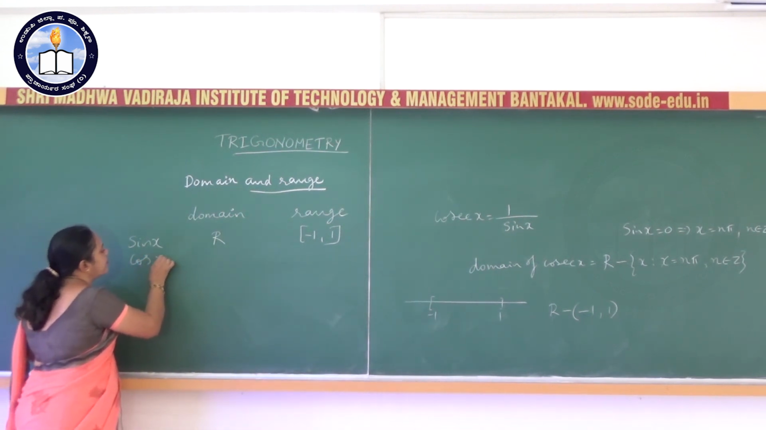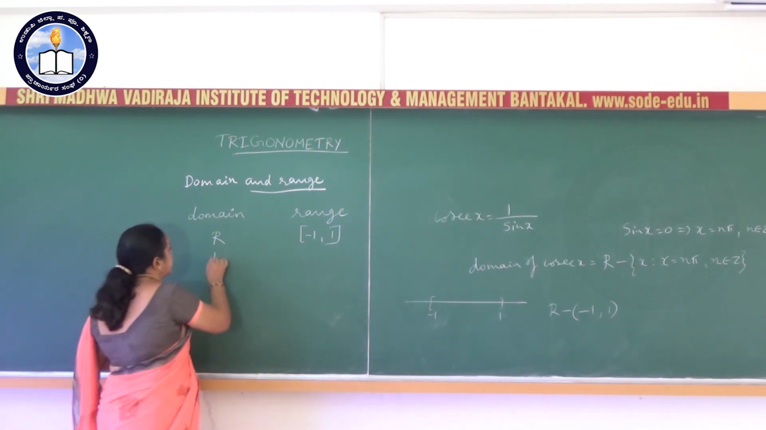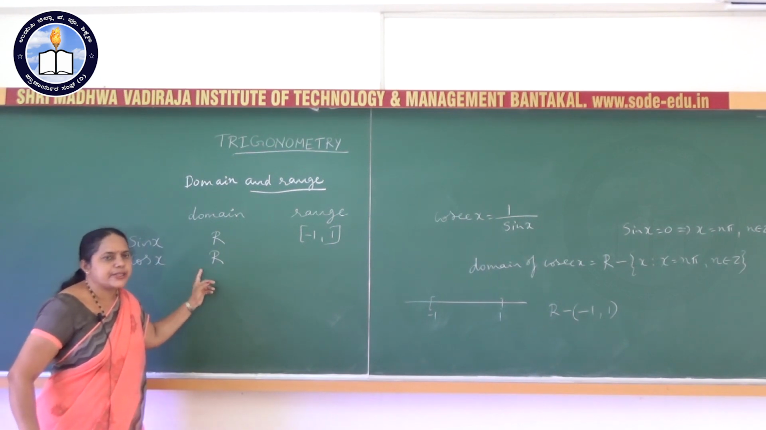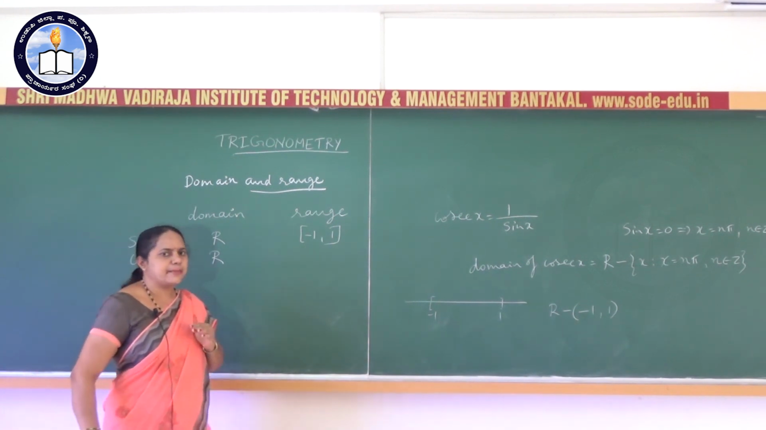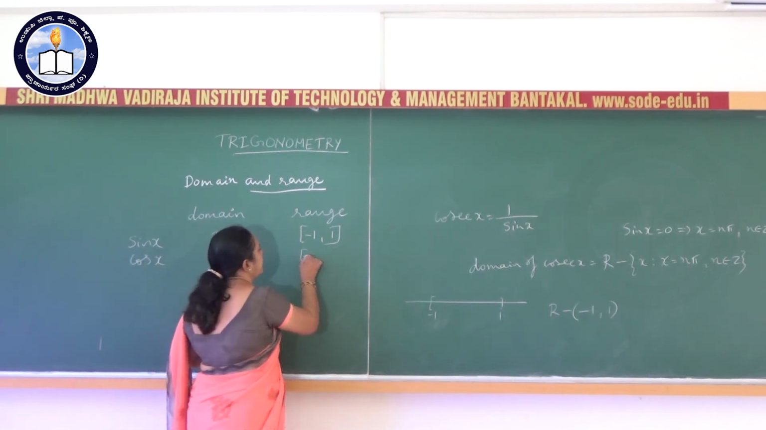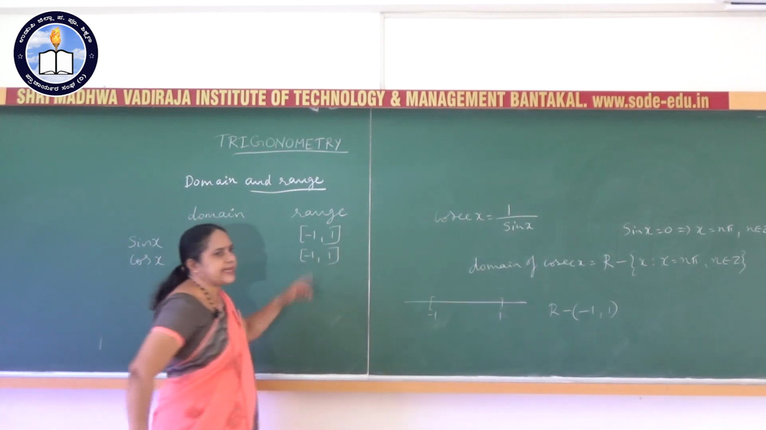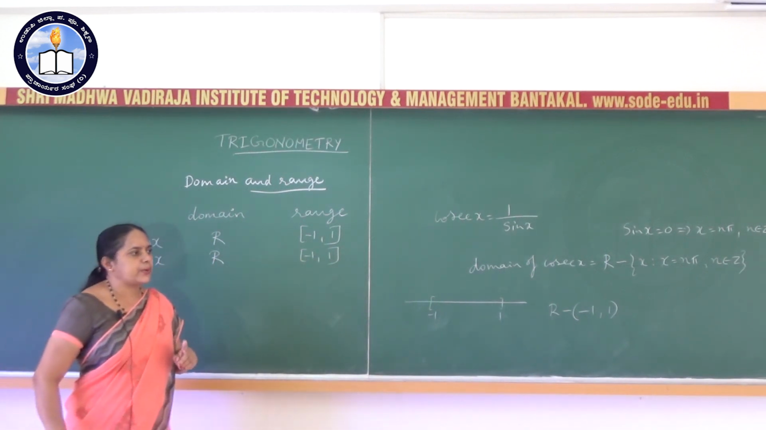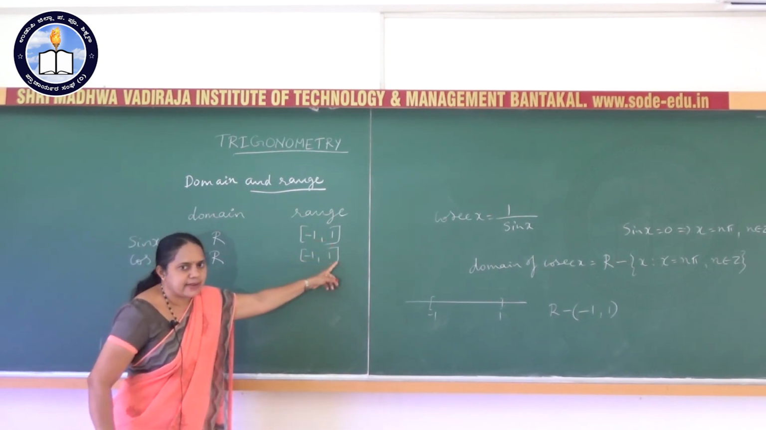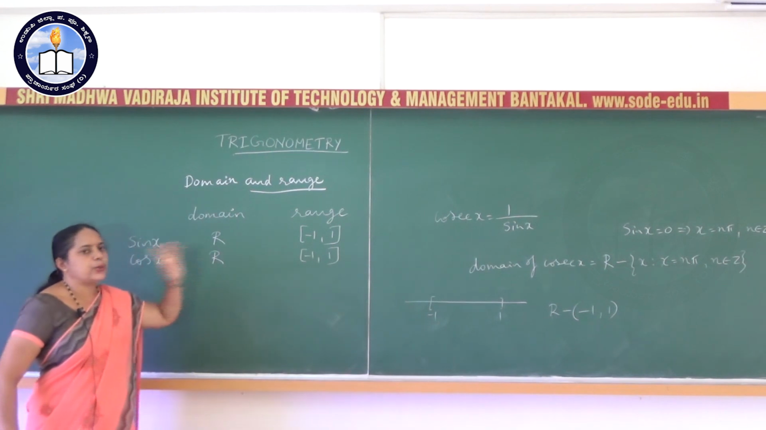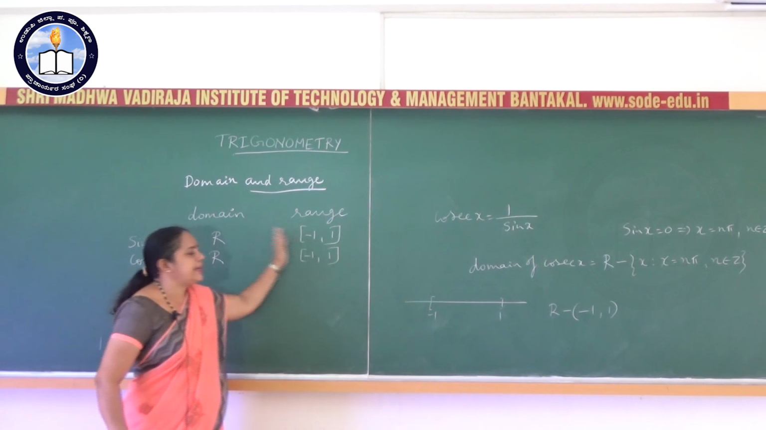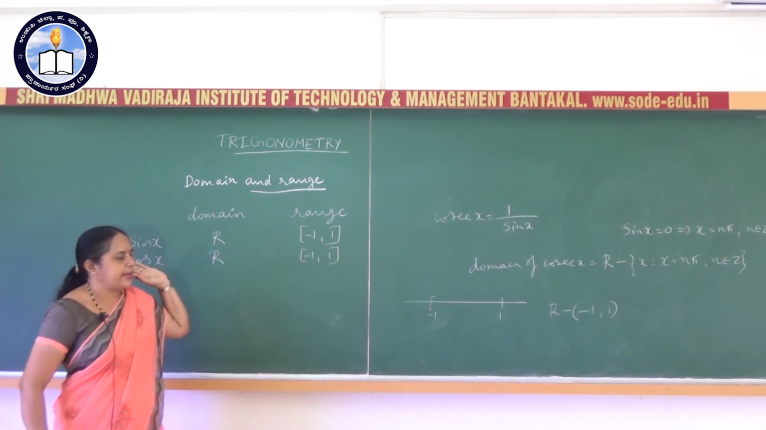What's the domain of cos x? Sine and cosine functions are defined for all real numbers x. So its domain is R, and the range of sine x as well as cos x is the closed interval minus 1 and 1, because the highest value of sine x as well as cos x is plus 1, and the least value is minus 1. It can never be greater than 1, can never be less than minus 1.